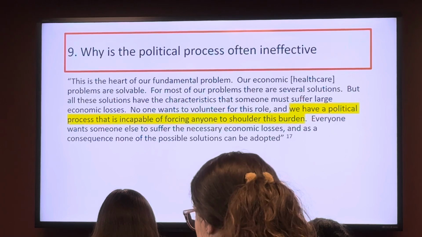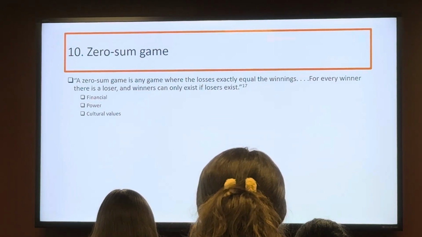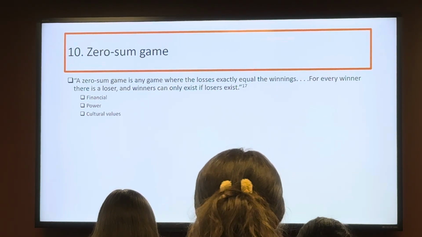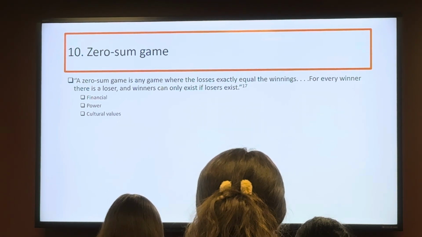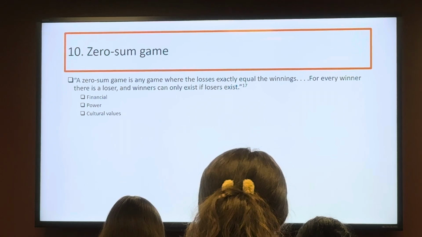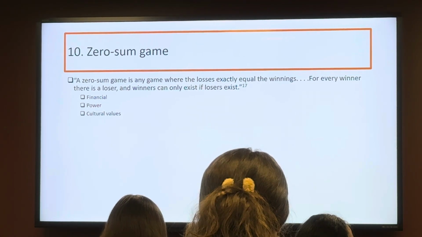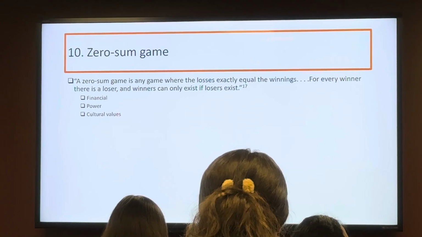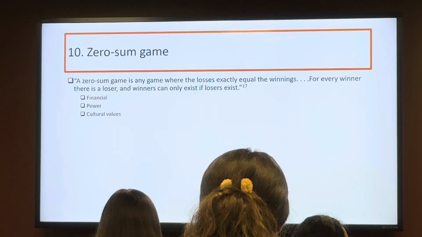And then, related to that, a term that came from that book, or that he used, I'm not sure he invented it: a zero-sum game is essentially any game where the losses exactly equal the winnings. So for every winner, there's a loser. And winners can only exist if losers exist. That's pretty much how things work.